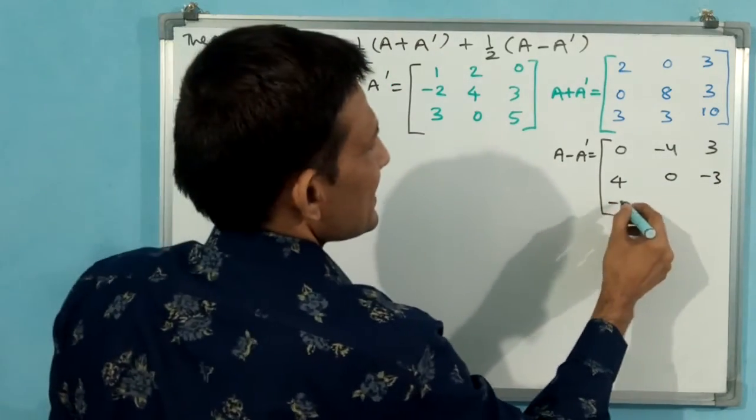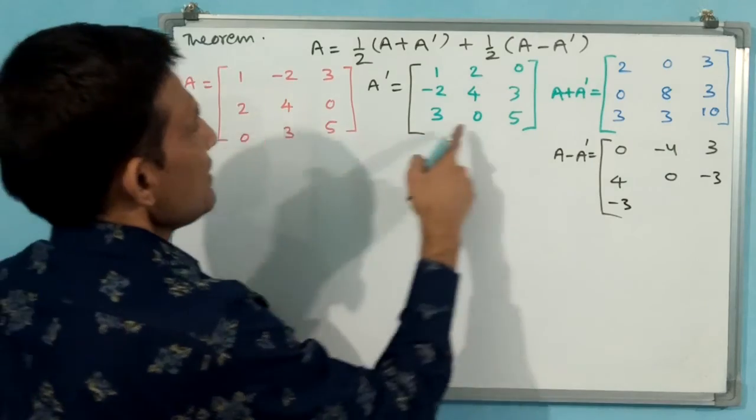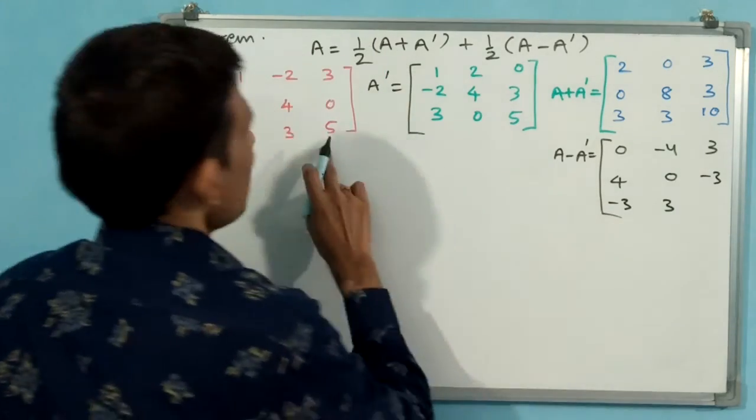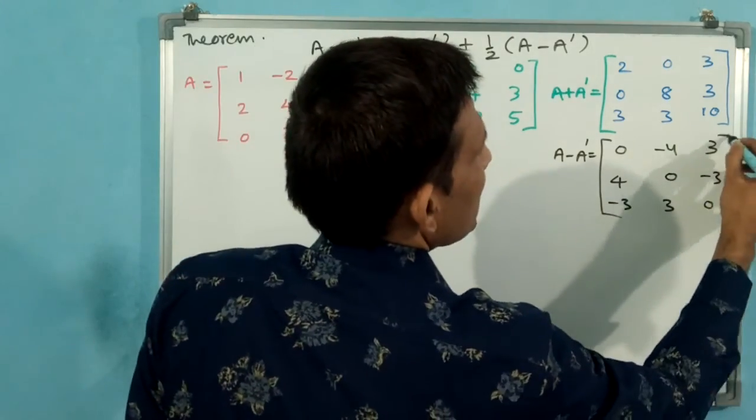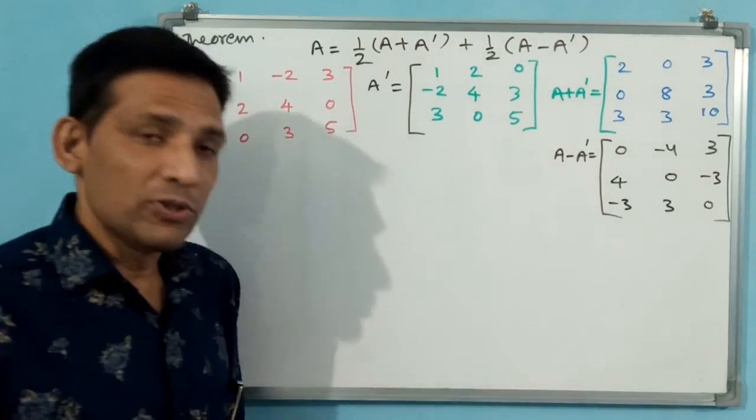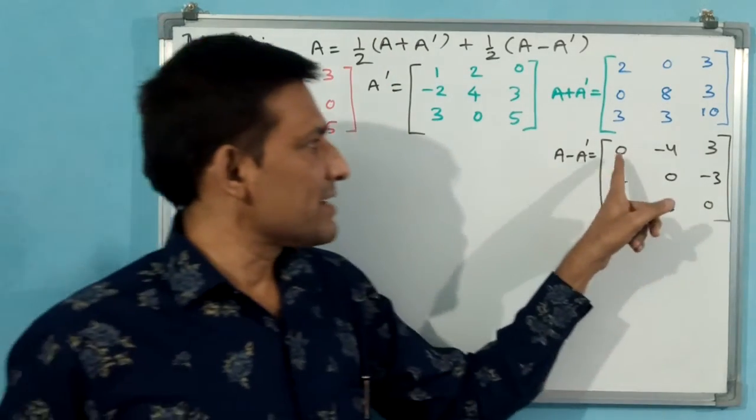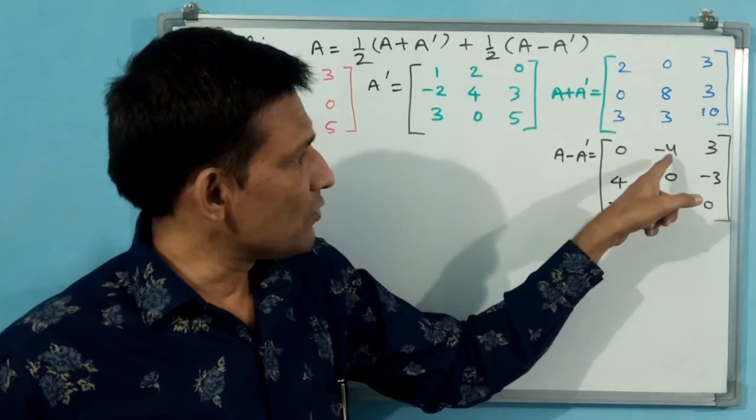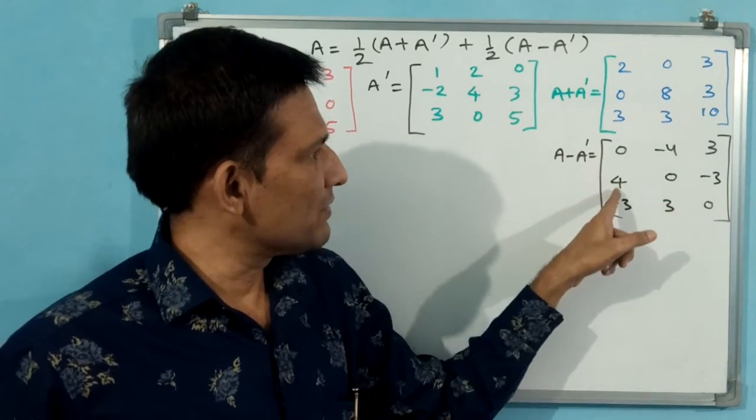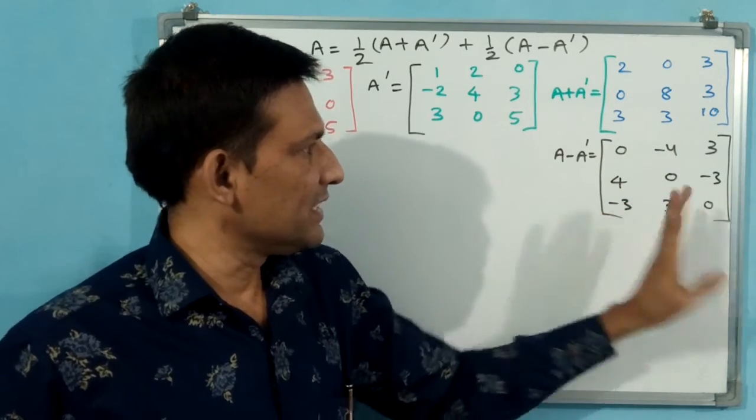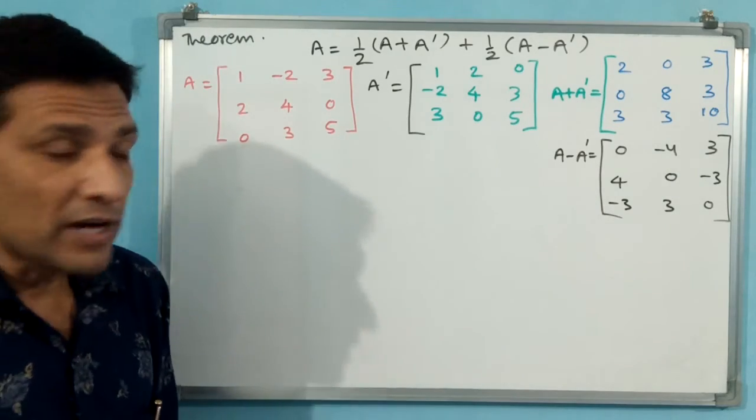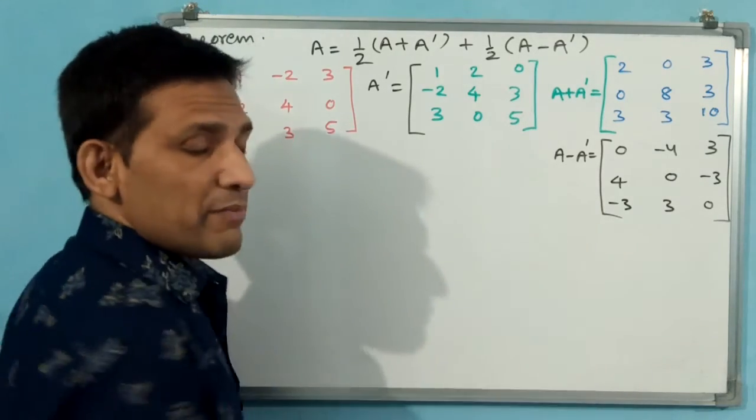0 minus 3, minus 3. 3 minus 0 3. 5 minus 5 0. Okay. I have already told you, for a skew symmetric matrix the diagonal will be 0 and these opposite symbols are going to come. You see 4 minus 4, 3 minus 3, minus 3 3. Now we want to see whether this is a skew symmetric matrix or not.